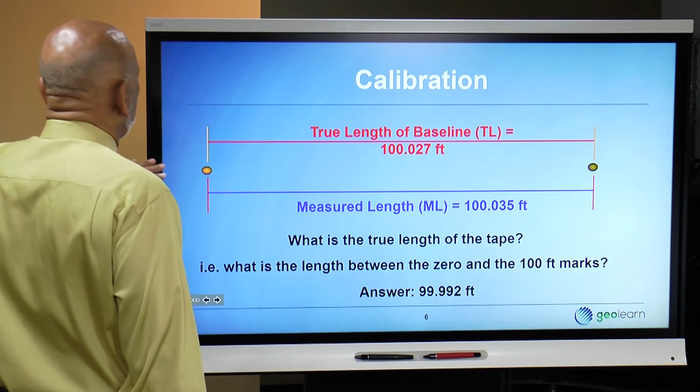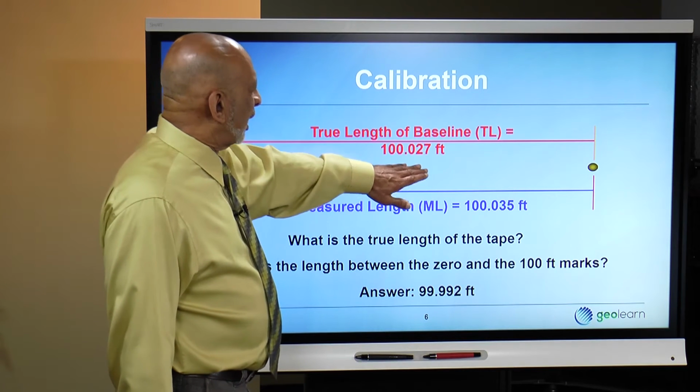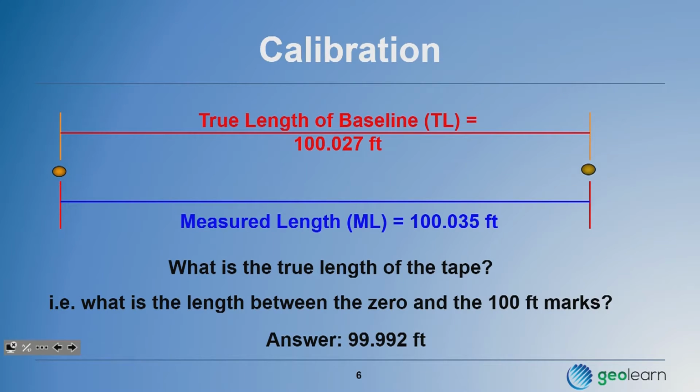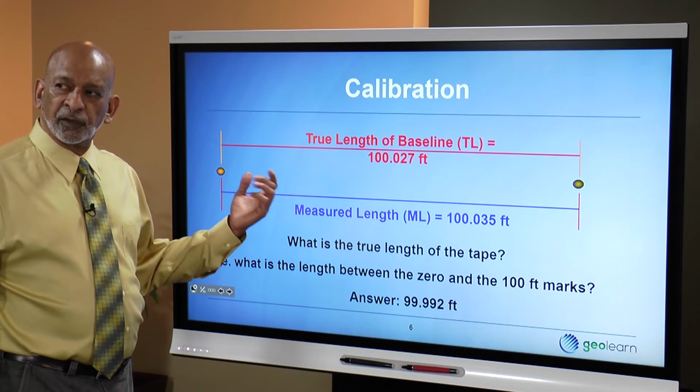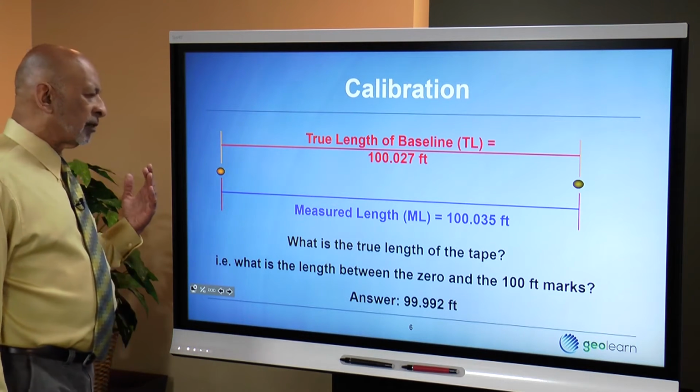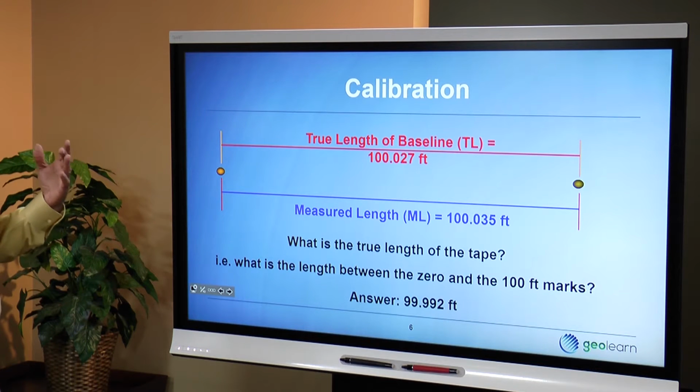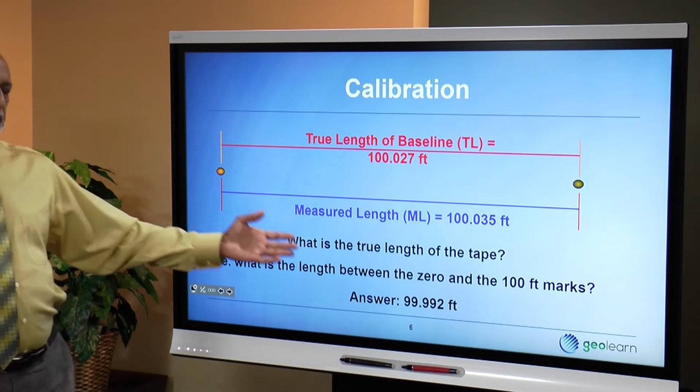So let's say we have 2 points that have been calibrated and they have been found to be 100.027 feet apart. What we now do is we stretch out the tape, and the way we do that typically is that we would hold 100 at one end and see where the divided foot would show up, the divided foot that's in the extra foot ahead or back of the 0 mark, and we get 100.035. And so the question is, what is the true length of the tape?